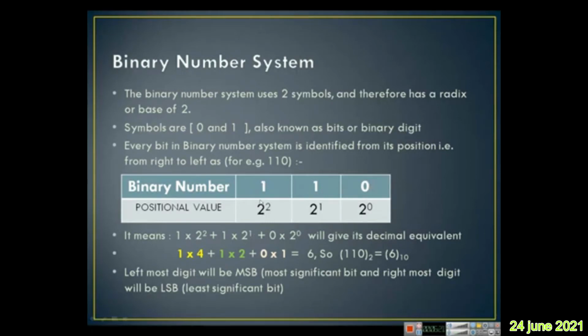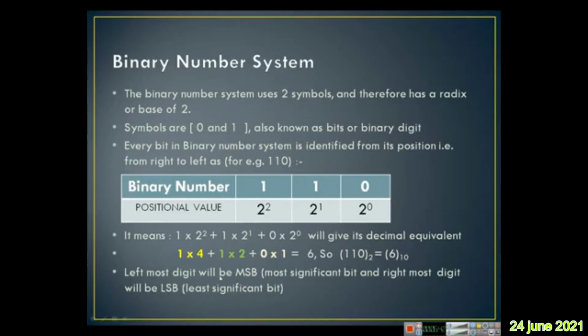Now how will we compute the value? 1 into 2 squared plus 1 into 2 raised to 1 plus 0 into 2 raised to 0. What is this equivalent to? 1 into 4 plus 1 into 2 plus 0 into 1, that is 4 plus 2, which is 6. So 110 in binary is nothing but 6 in decimal.